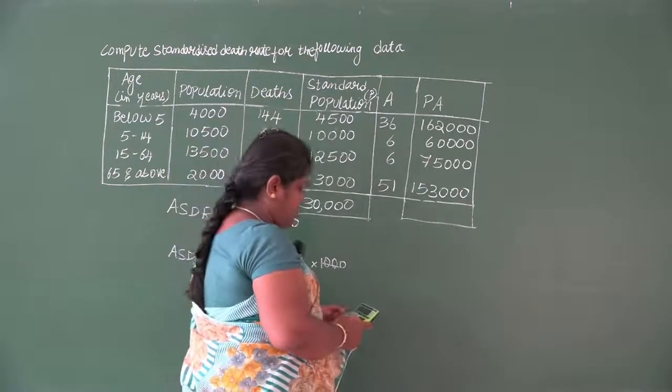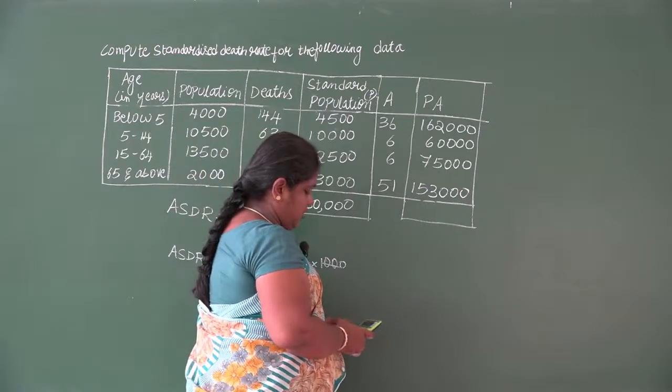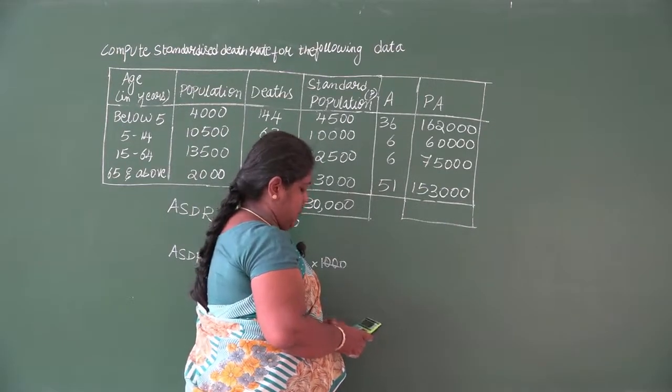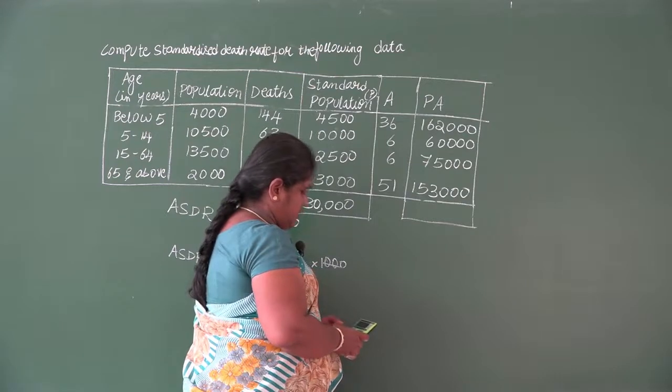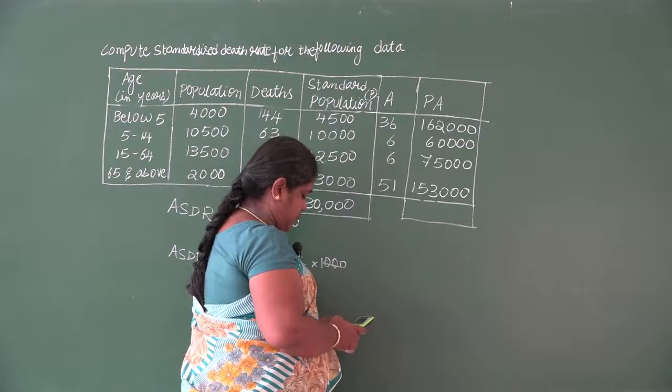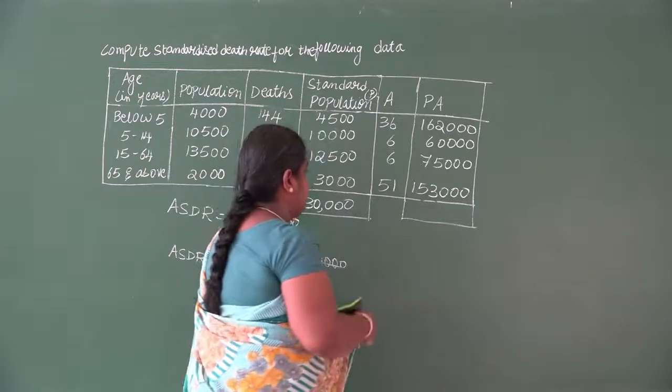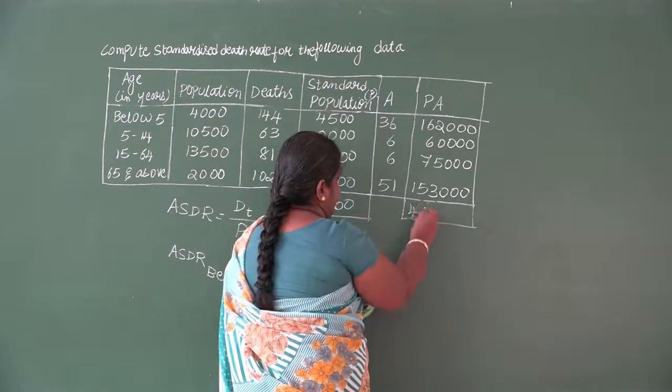Then next one: 1,62,000 plus 60,000 plus 75,000 plus 1,53,000, which is 4,50,000.